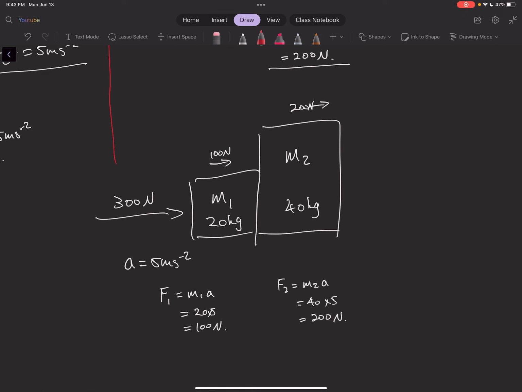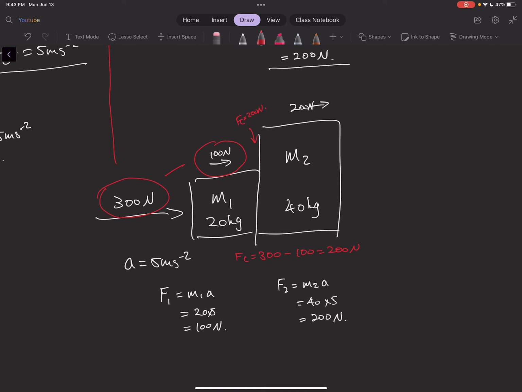Great. So now what is the contact force? The contact force is simply 300 newtons minus 100 newtons. We have 300 minus 100 equals 200 newtons, and this here is the contact force. So we have Fc equals 200 newtons.